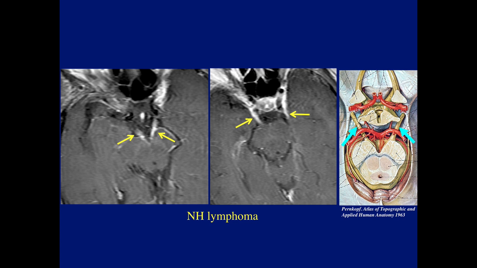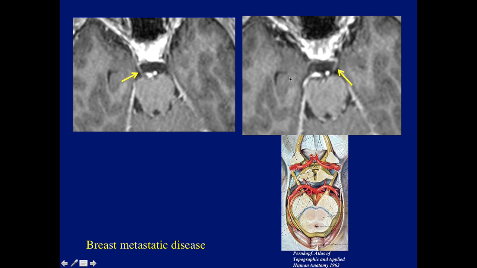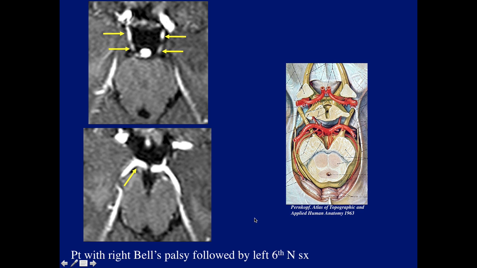So this was lymphoma, again, involvement of the cisternal portion of the nerve. This was a case of acute myelogenous leukemia, looks similar. We only see portions of the nerve enhanced. This was a breast metastatic disease involving the third nerves bilaterally. This was a metastatic lymphoma involving where the nerves come out of the interpeduncular fossa. You see the large abnormal signal here would be right in this location. This patient had a right Bell's palsy followed by left six nerve symptoms. And again, this was a case of Lyme disease, as we mentioned.